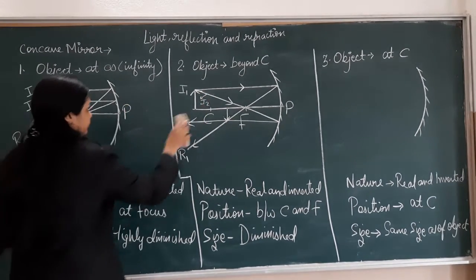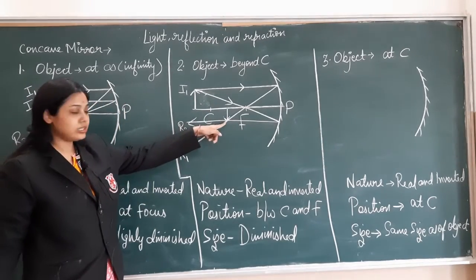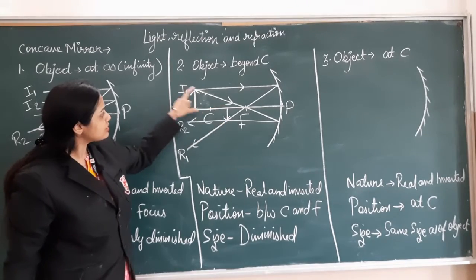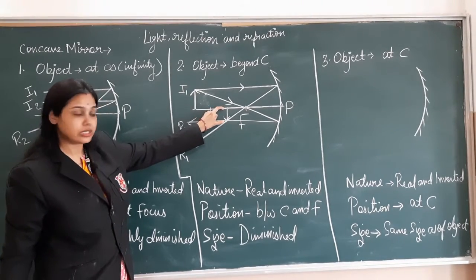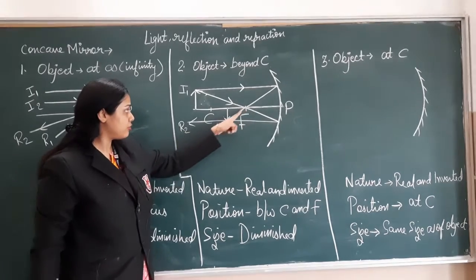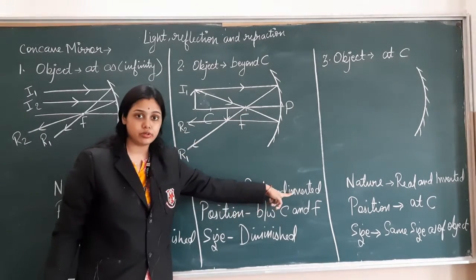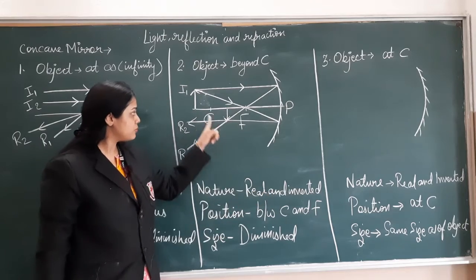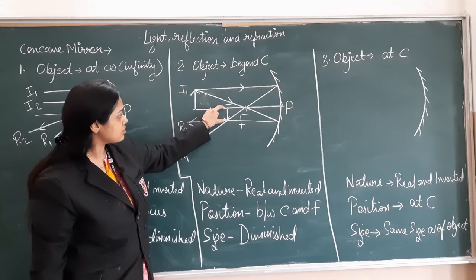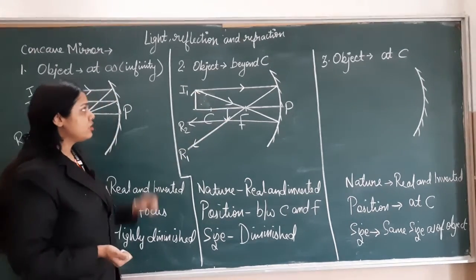Now see, these two reflected rays are intersecting at this point, so at this point the image will form. If you compare its size, it is slightly smaller than the object, and this is formed by the actual intersection of these two reflected rays, so the nature is real and inverted. Position is between C and F and size is diminished. It's not very small but slightly smaller than the object.